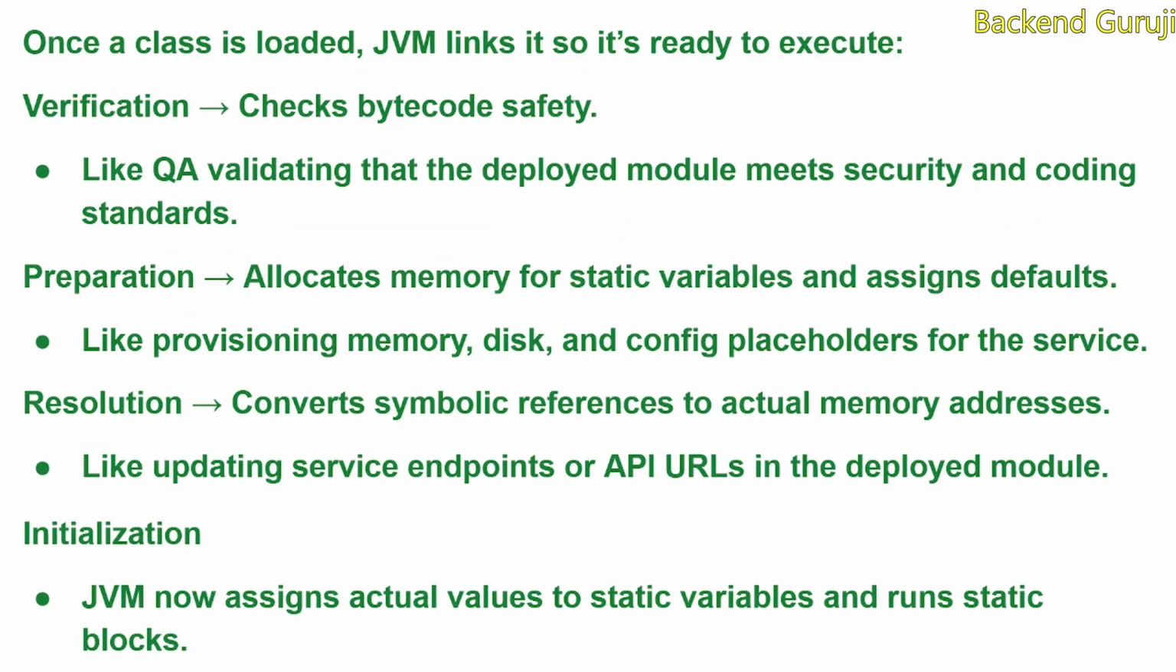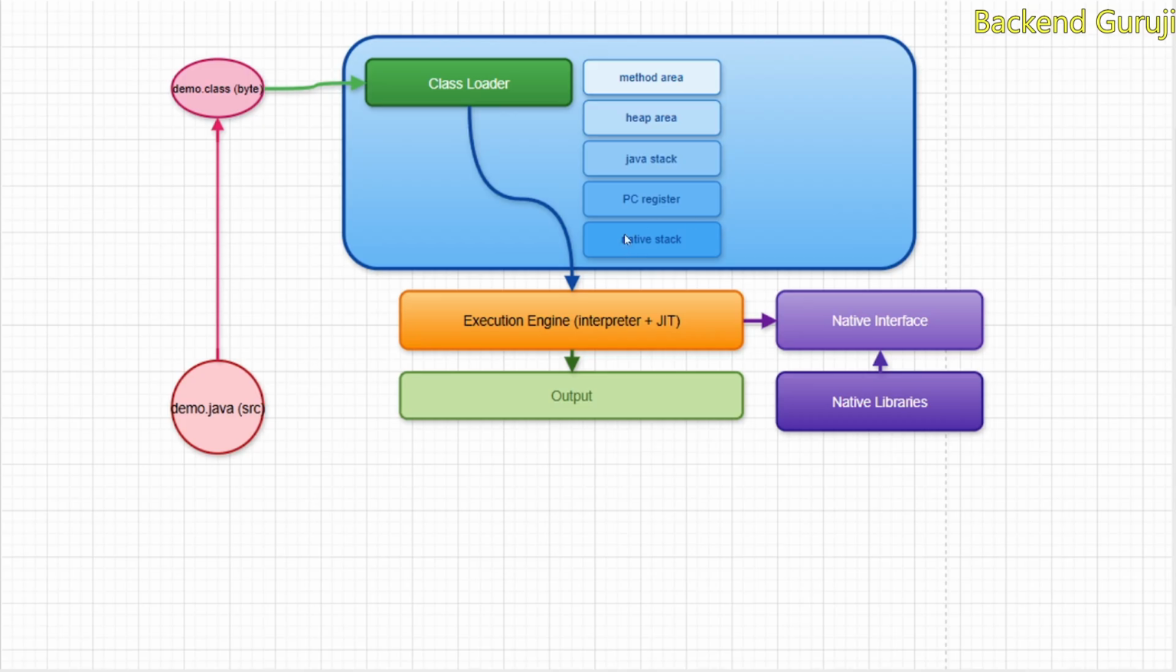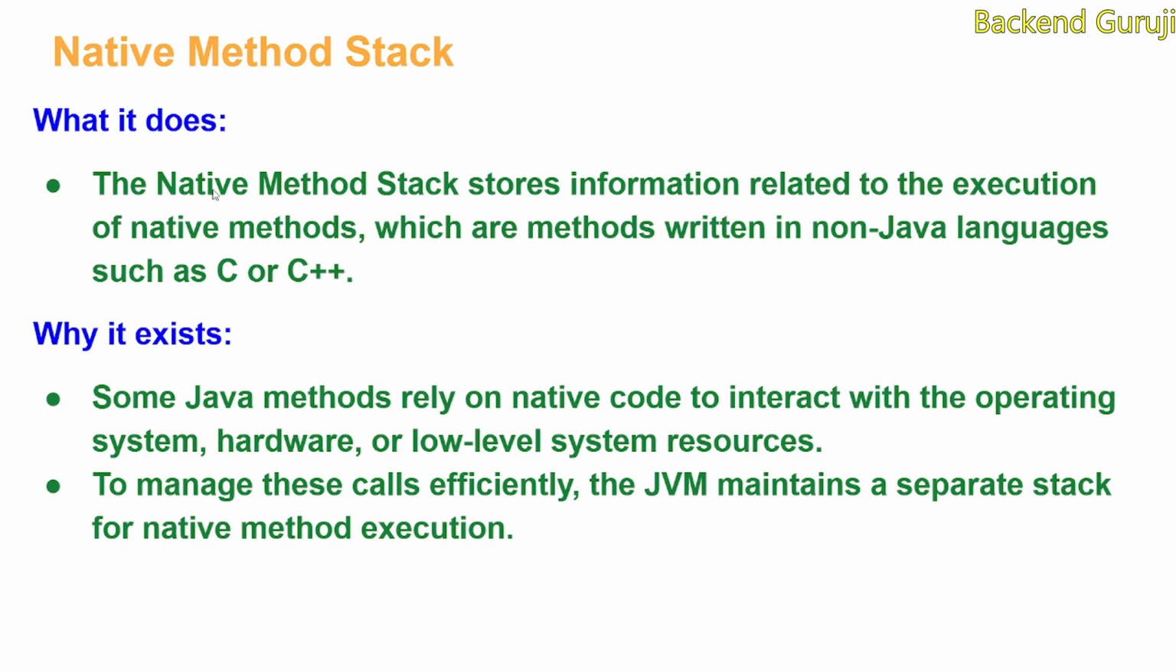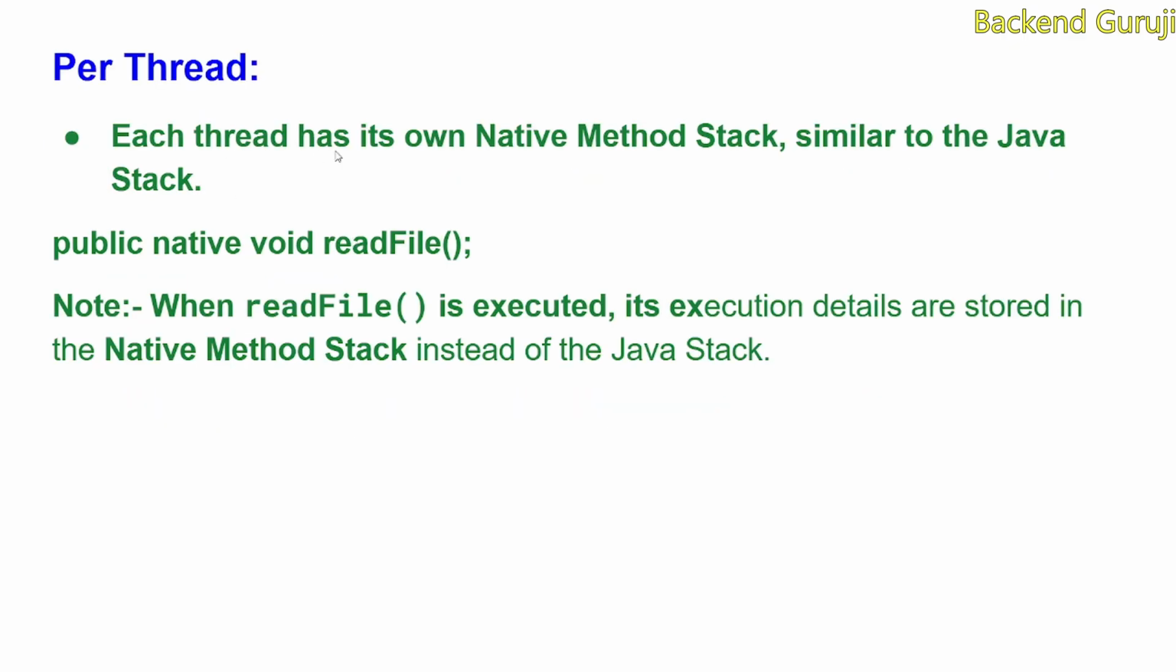Then we go on to explain the native stack. What does the native method stack do? The native method stack stores information related to the execution of native methods, which are methods written in non-Java languages such as C or C++. Why is it needed? Some Java methods rely on native code to interact with the operating system or hardware, and low-level system resources. For that reason, the native method stack is required. To manage these calls efficiently, the JVM maintains a separate stack for native method execution. Per thread, each thread has its own native stack, similar to the Java stack.